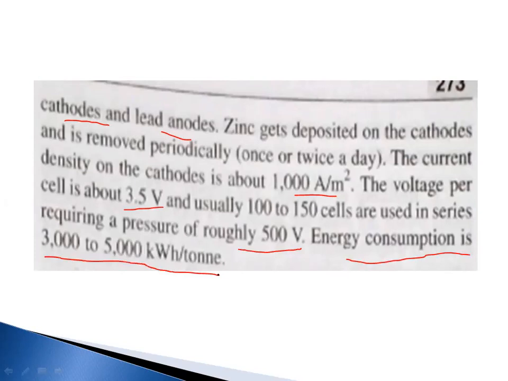So zinc gets deposited on the cathode and is removed periodically once or twice a day. The current density at the cathode is about 1000 ampere per meter square and the voltage per cell is about 3.5 volt, and usually 100 to 150 cells are used in series requiring a pressure of roughly 500 volt. And the total energy consumption is about 3000 to 5000 kilowatt hour per ton.